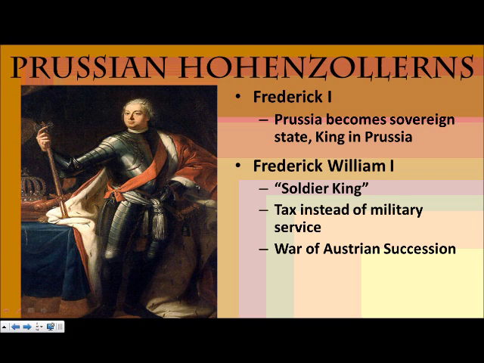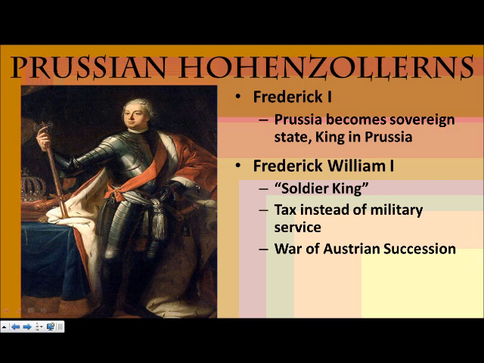Frederick William is the king who's trying to take over Austria, the War of Austrian Succession, trying to take over Maria Theresa's place of power. One major reason he does this is Prussia's very small. He wants more territory to increase their power.